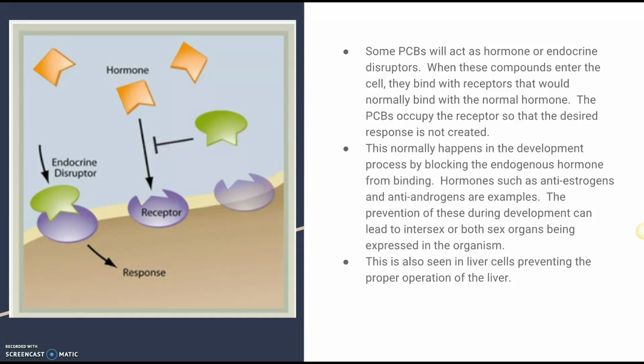So in our organisms that are adults, what we see this happening a lot in is liver cells, and what it does is it prevents the liver cells from operating properly, and the liver cells help detoxify the body. So if they're not working properly, the body doesn't get detoxified right, and it can lead to a whole mess of problems messing with the metabolism and or leading up to different types of cancers.